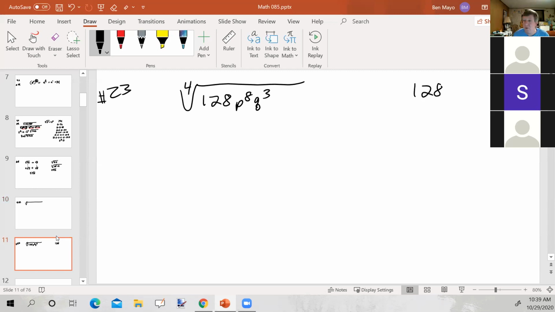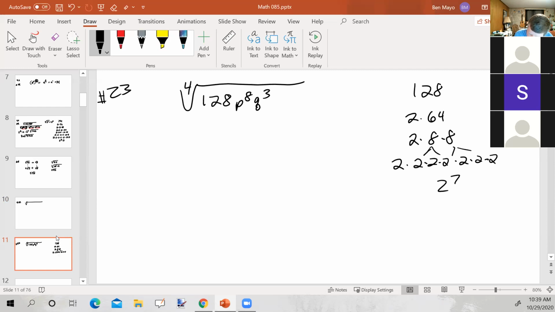I'm going to take 128 and break it down. 128 is 2 times 64, which is 2 times 8 times 8, which is 2 times 2 times 2 times 2 times 2 times 2 times 2. In other words, the 8s. So I've got 2 to the 7th power. Now, my index is a 4, so I want bases raised to the 4th power or to multiples of 4th powers and then leftovers.